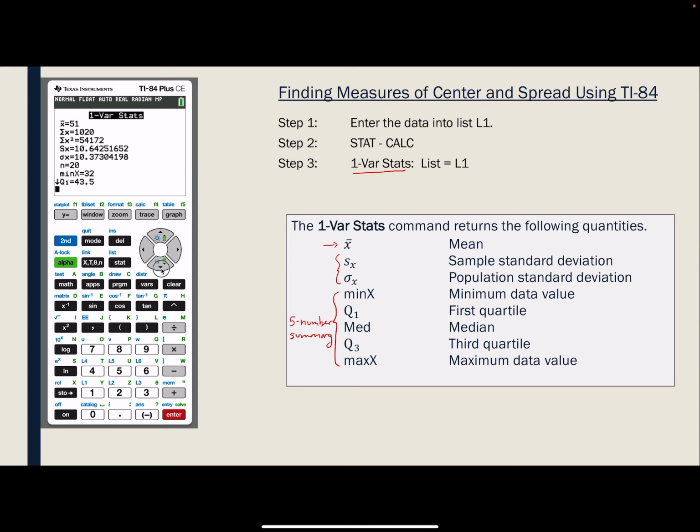So I scroll down to show you that you have to scroll down to really see all of the statistics that are included in this output. But on an exam, if you're asked what is the mean and the median of this data set, you should be using your calculator and this command to find it.